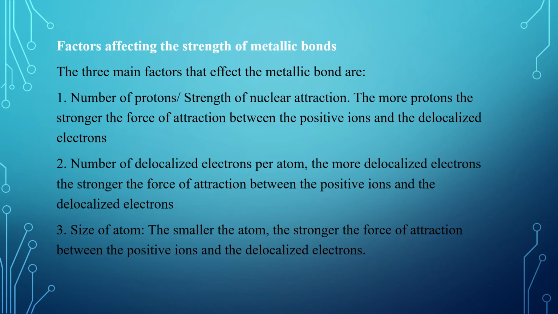Second factor is the number of delocalized electrons per atom. The greater the number of delocalized electrons, the greater is the electrostatic attraction between the positive ions and the electrons. Hence, metals that contribute more electrons form strong metallic bonds. Third factor, size of atom. The smaller the size, the stronger the force of attraction between the positive ions and the delocalized electrons.